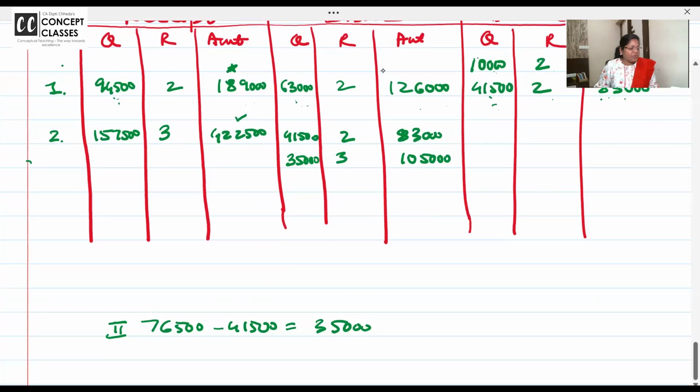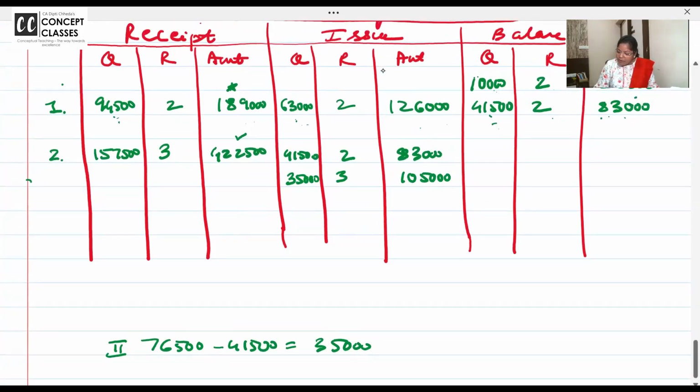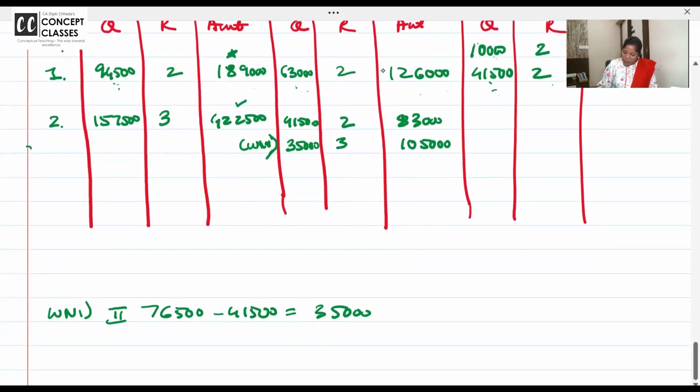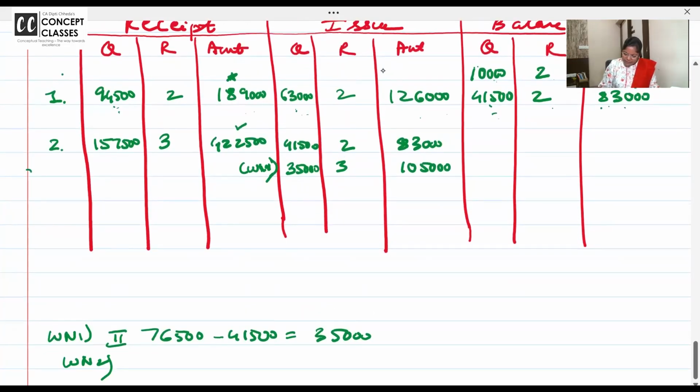35,000 units into 3, 1,05,000. Now what will be the balance? Anyone in the class who's not getting the answer? Working note 1. I'm writing here working note 1. जितने working note बनाने हैं, बाद में भी struggle नहीं होना चाहिए. Working note 2. How will we get balance?